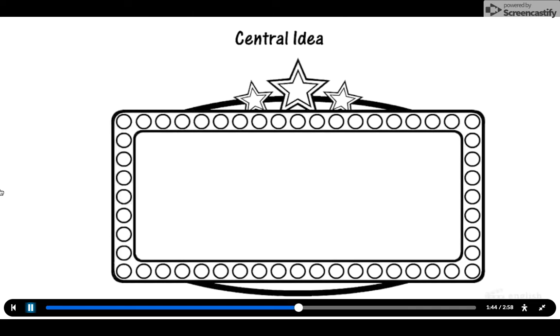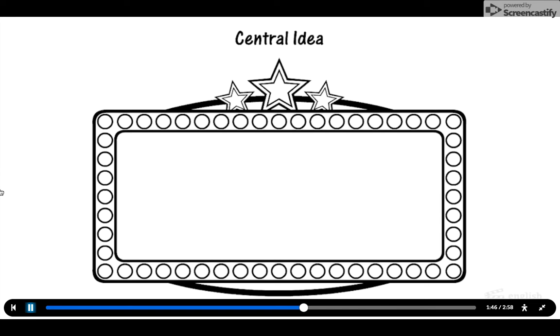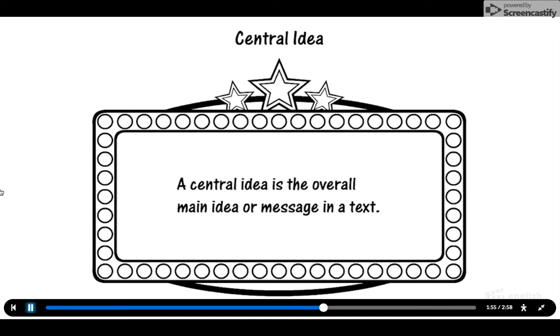Why is it important to understand the narrative arc? Analyzing the components of the narrative arc helps us determine the work's central idea. A central idea is the overall main idea or message in a text.